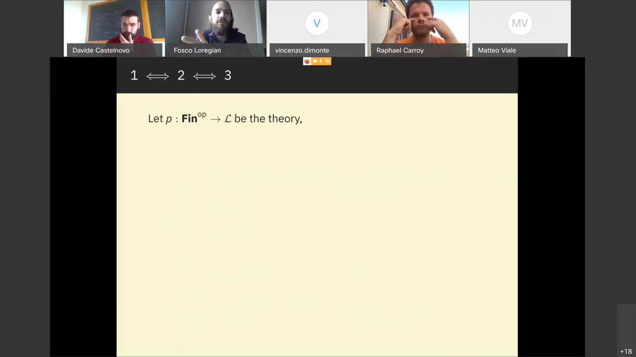But now I will show you how to go back and forth between theories and monads. This is a slight variation on Linton's original idea. So I want to start with my theory. So let's let P be a fixed theory and L be its codomain.